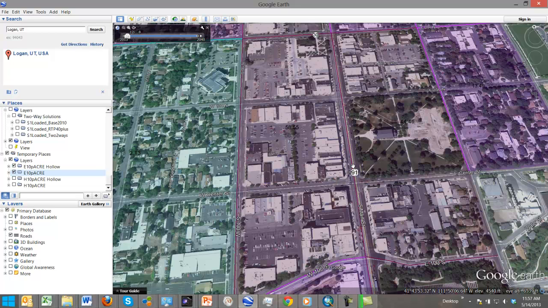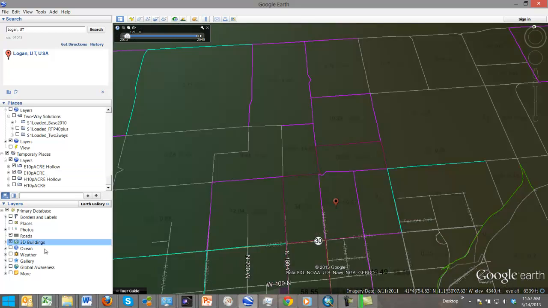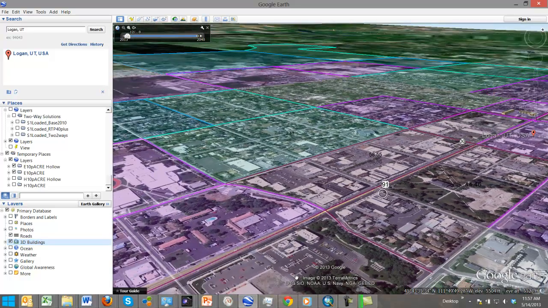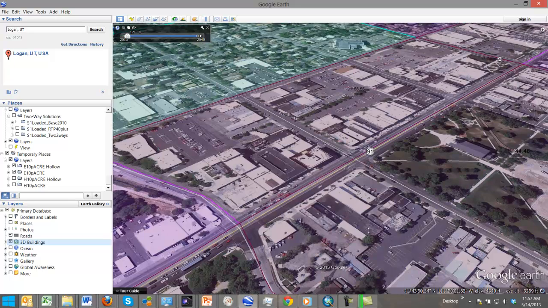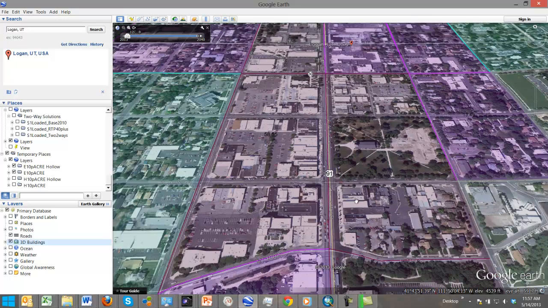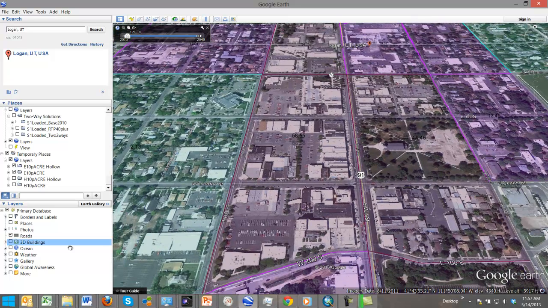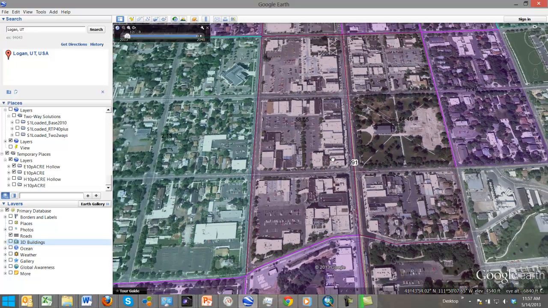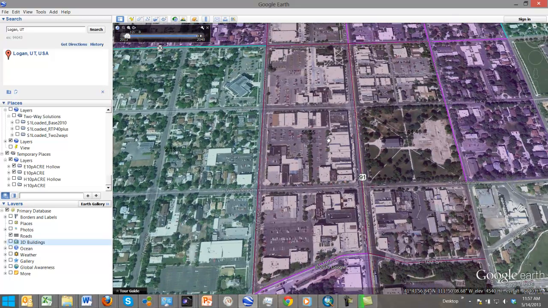Now, I'm not sure, maybe we got 3D buildings. I don't know if there are any 3D buildings in Logan or not. Let's see. Doesn't look like anybody's put any effort into 3D buildings for Logan, so we'll turn that part off. But knowing this place, a number of these buildings have 2 stories. Maybe half of them have 2 stories, but almost none of them will have 3 stories.